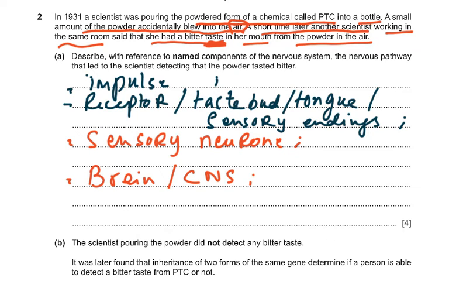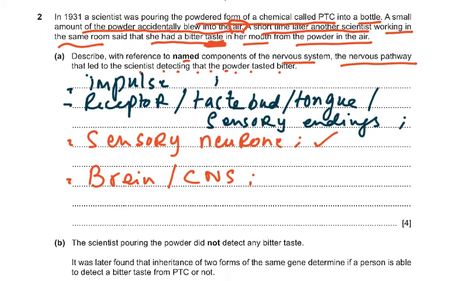Then it says describe with reference to named components of the nervous system the nervous pathway that led the scientists to detecting that the powder tasted bitter. So what is it? This is an electrical story in which you had to tell me that there was an electrical impulse which was generated. Why? Because the receptors or the taste buds in the tongue or the sensory endings in the tongue were stimulated, and thus generated an electrical impulse. And it was carried by the sensory neuron, and this information went to the brain, and then the brain analyzed it and said, okay, well, this tastes very bitter.